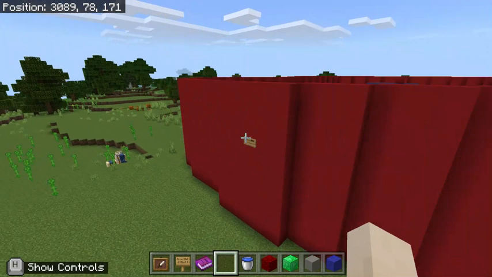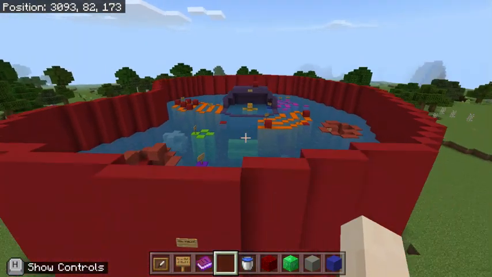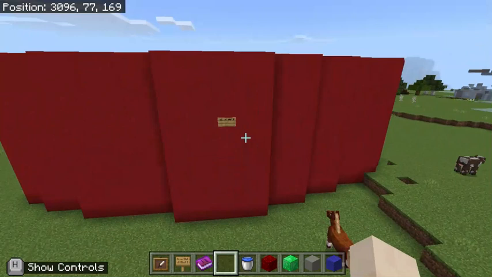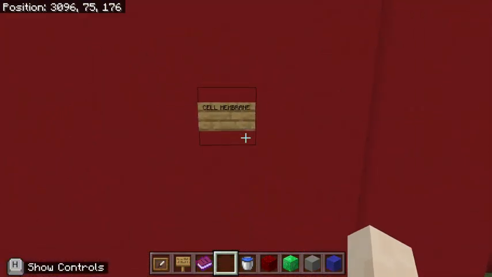First we have the animal cell. The animal cell does not have a cell wall, however it does have a cell membrane, which is displayed by the red blocks here. The cell membrane controls what goes in and out of the cell.